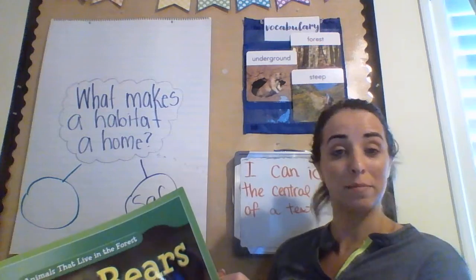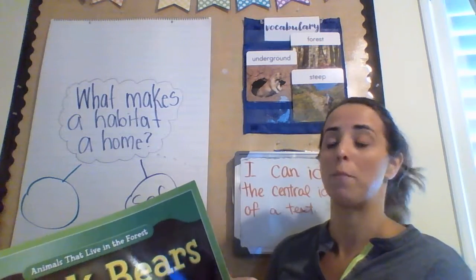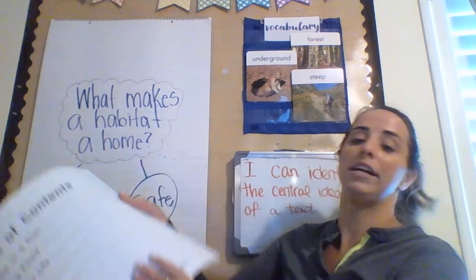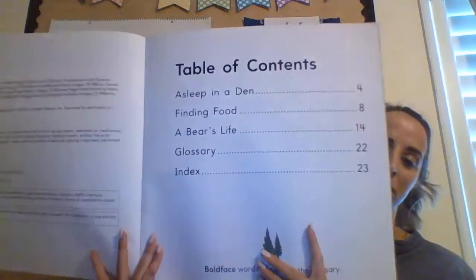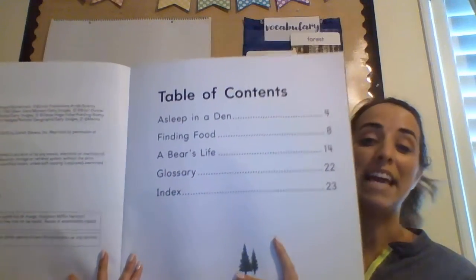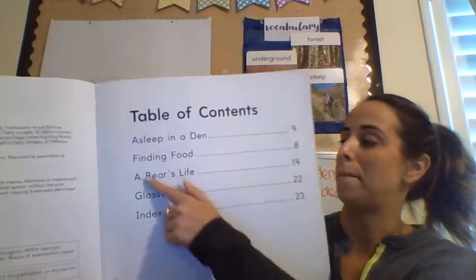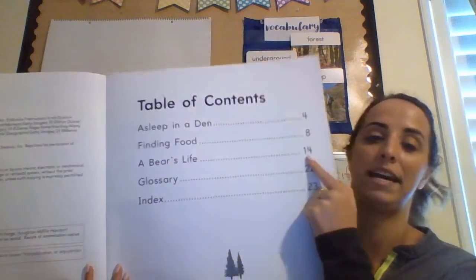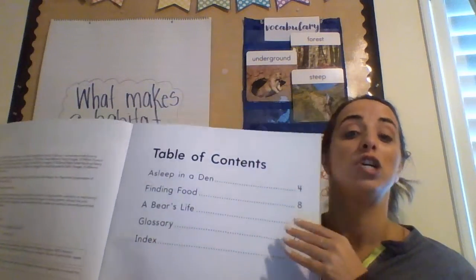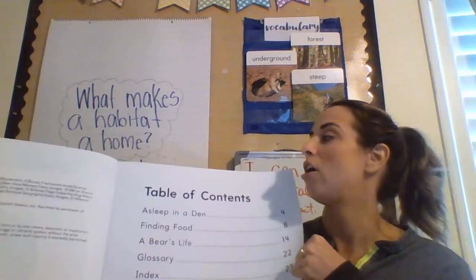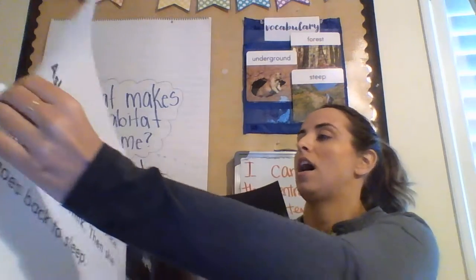All right, so we're going to see some text features too, and as we read our book, we're going to point them out. So here is our, what is this called? Table of contents. So if I wanted to find out a bear's life, I can go to page what? 14. Remember, our table of contents shows us where information is in our book. All the information.